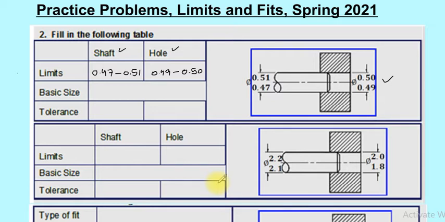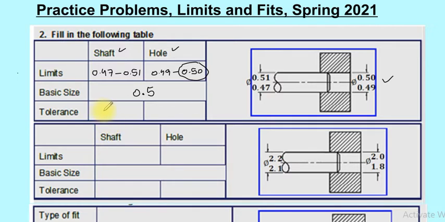Now it asks basic size, and in basic size you see clearly that it is the same for shaft and the hole. There is only one column here. So basic size you can readily see from the figure or from your limits that any whole number is going to be your basic size. So this is your basic size, 0.5, probably inches.